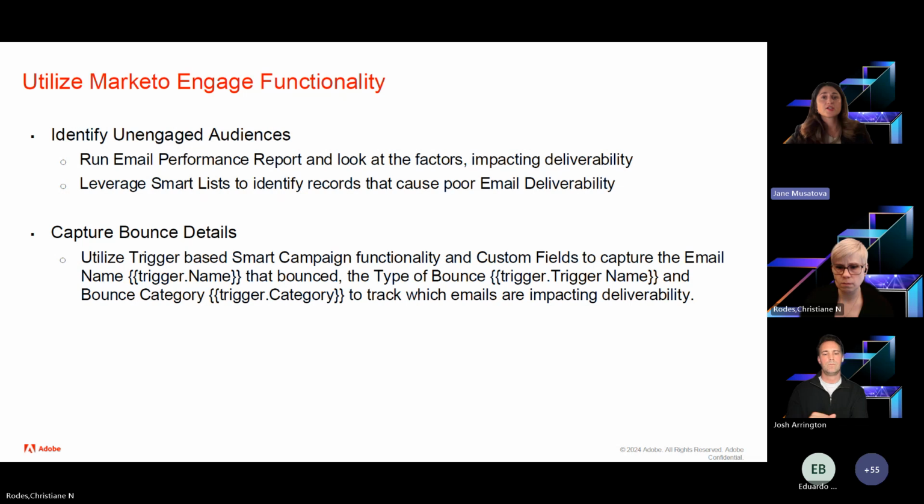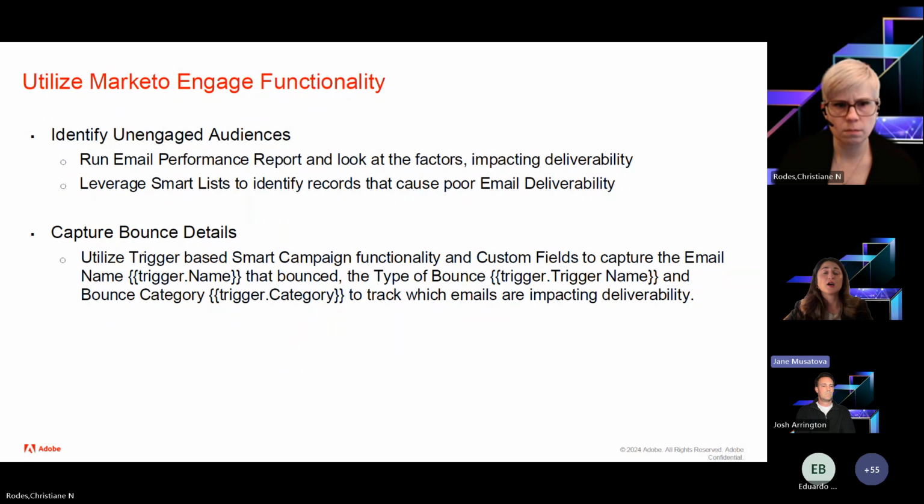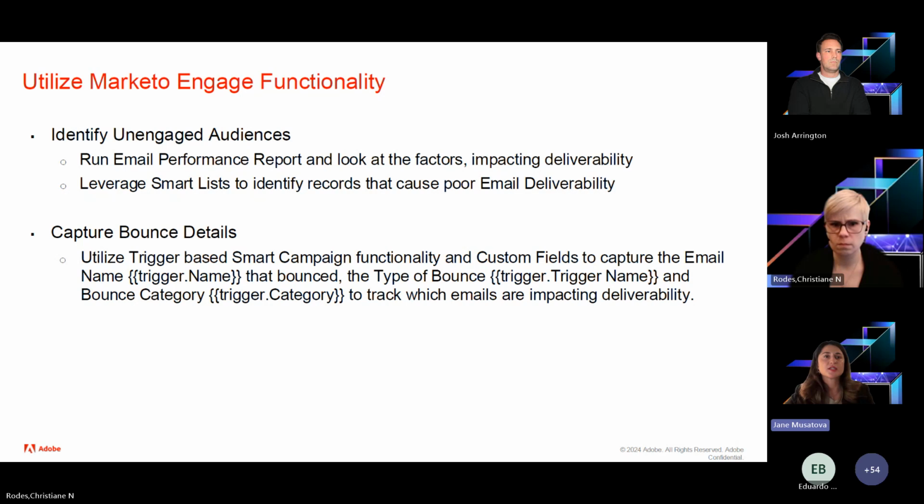So in a nutshell, how you can utilize Marketo Engage functionality is by using smart lists, by bucketing those hard bounces, soft bounces, bot clicks, bucketing those that you want to keep an eye on. I think this is a great strategy to use tokens and to utilize the trigger-based smart campaigns.